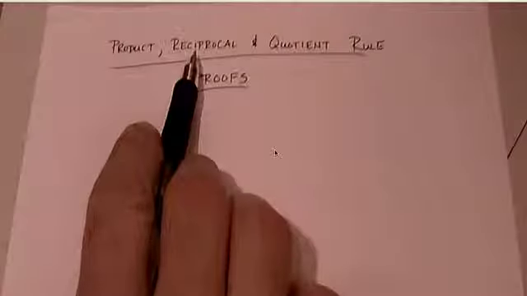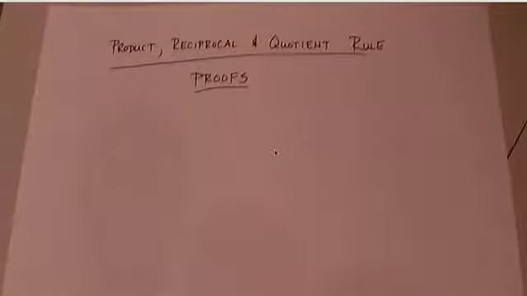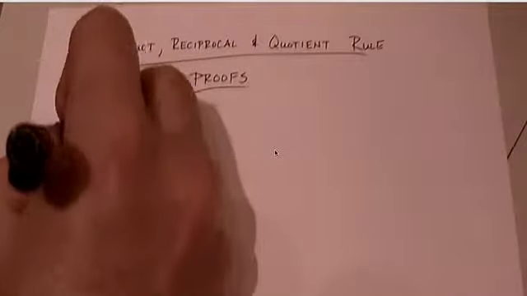Now this video might be helpful for some, others might not really care. I'm going to go ahead and show you the proof for the product, reciprocal, and quotient rule. Reciprocal rule I'll define as we go along. You have not seen it, but it's sort of a stepping stone on the way to the quotient rule.